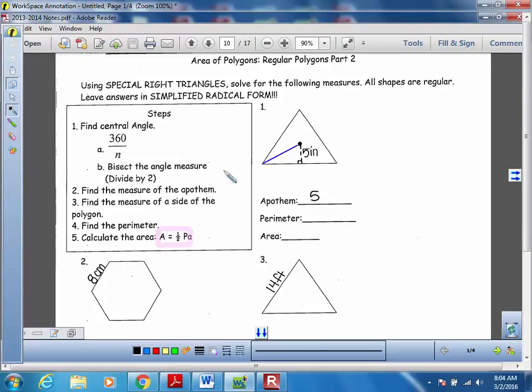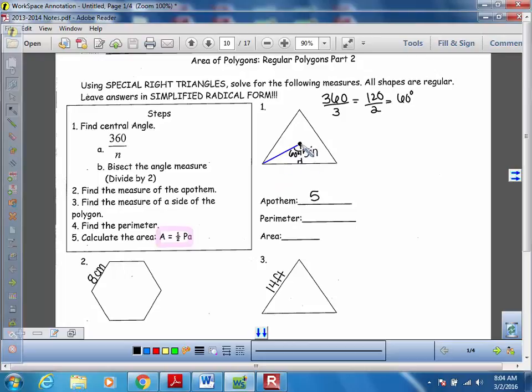Next, we want to figure out what each central angle is and divide it by 2 so that I can find this angle right here. So I know that all the central angles add to 360. Then I'm going to divide that by the number of sides in my figure. So this is a triangle, so it has 3 sides. When I divide that, I get 120. And then I would have to divide that by 2 to get this specific angle, which would be 60. So this angle here is 60.